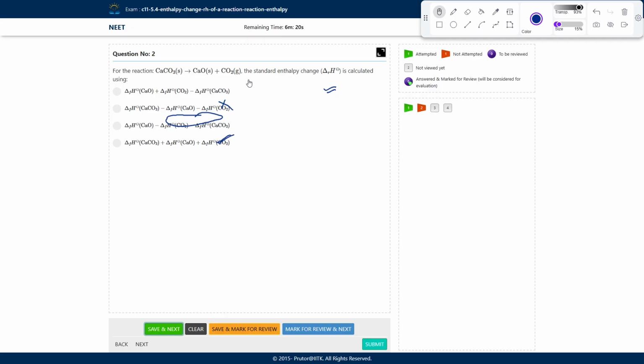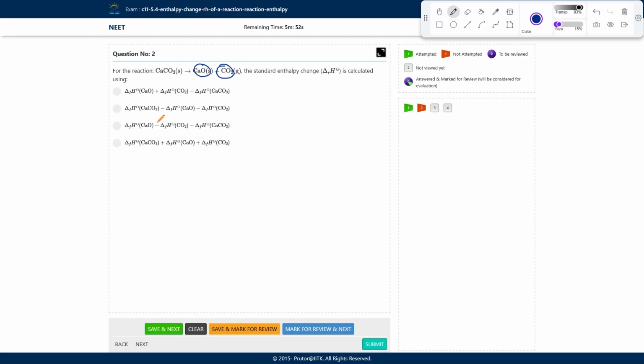Next question. For the reaction calcium carbonate dissociating into calcium oxide and carbon dioxide, the standard enthalpy change is calculated as, how will we calculate it? Here we are calculating it in terms of formation. We are not calculating in terms of bond dissociation energy. We will not use that logic. We'll use a simple thing, which is product minus reactant.